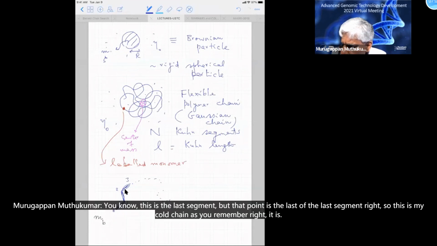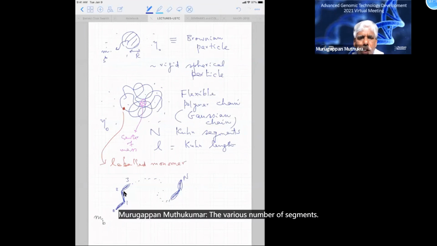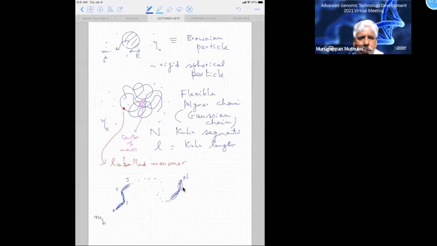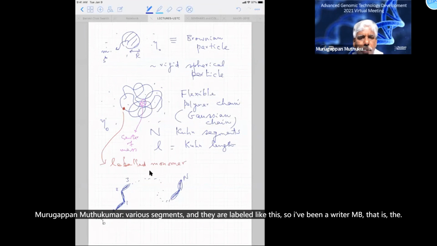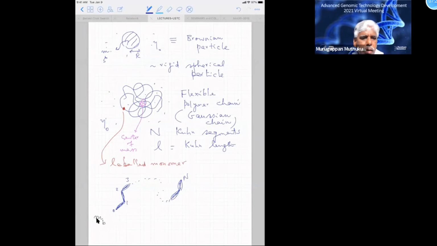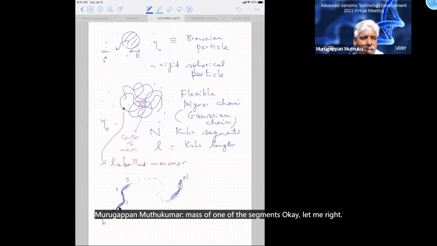In other words, this is the last segment, but that point is the last monomer of the last segment, right? So this is my Kuhn chain, as you remember, right? These are the various numbers of Kuhn segments, and they are labeled like this. So when I write m_B, that is the mass of one of the segments, okay?